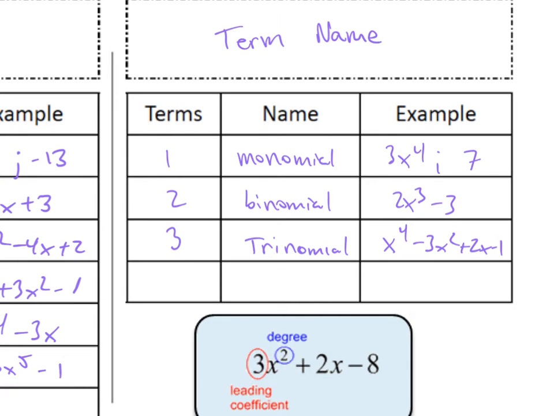That's a polynomial. I got ahead of myself, so let's just erase that. And then 4 or more, so polynomial, poly meaning many. So 4 terms, give or take. That's an example.